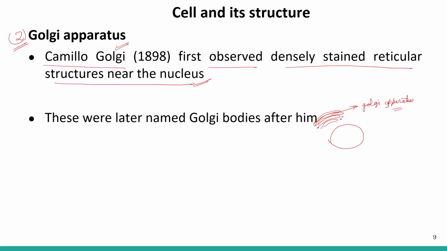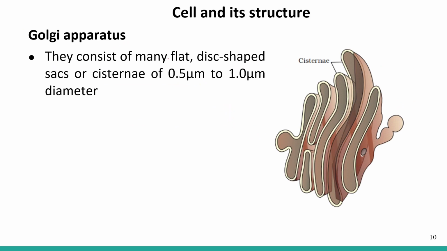Okay, so they were later named Golgi bodies after him, after the name of the discoverer. This organelle got its name Golgi bodies. They consist of many flat disc-shaped sacs or cisternae. So here you can see the disc-shaped, flattened, sac-like structures which are called cisternae, and they are 0.5 micrometer to 1 micrometer in diameter.